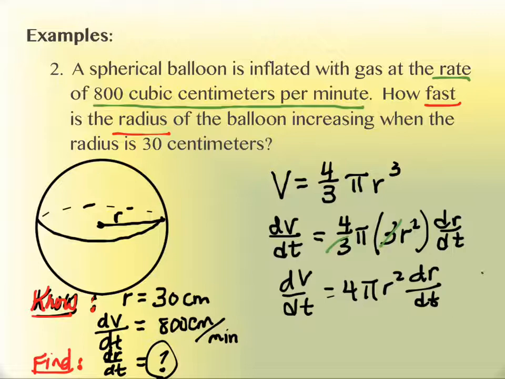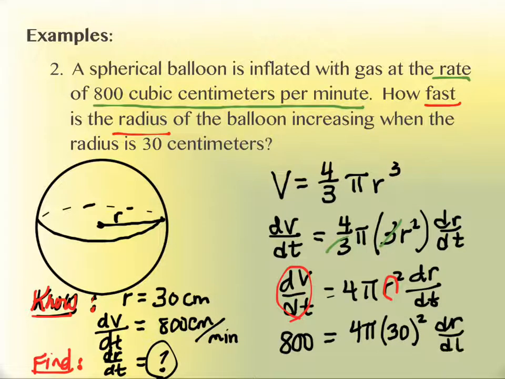You know what, let me leave it there for now. We know most of these things, don't we? We know dv dt. We know r. 4 and pi are just numbers, which means we should be able to substitute in the dv dt and the r and solve for dr dt. So we have 800 on the left equals 4 pi. R is 30. So it's 30 squared then on the right, dr dt.